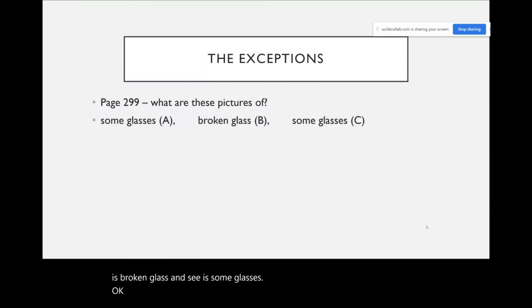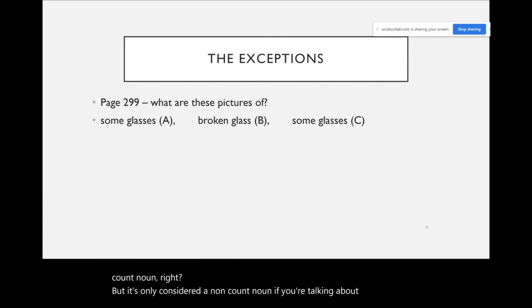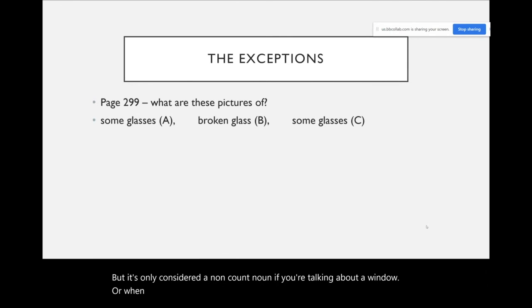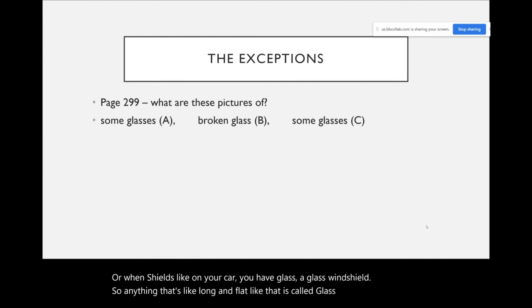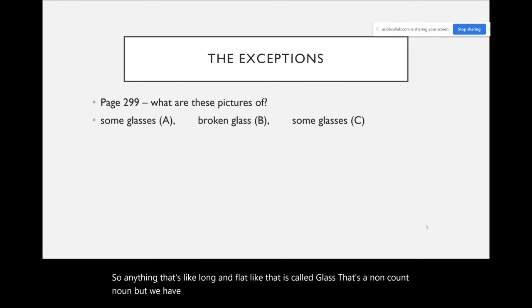Why do we have this here? The reason is because glass is considered a non-count noun, right? But it's only considered a non-count noun if you're talking about a window or windshield. Like on your car, you have a glass windshield. So anything that's long and flat like that is called glass. That's a non-count noun. But we have other meanings for glass. We have lenses.